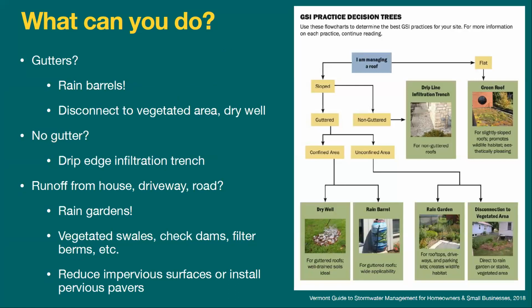So this is the Vermont Guide to Stormwater Management for Homeowners. It has some really good resources on how to select the right green infrastructure practices for your home or your project. If you have gutters, rain barrels can be a great way to capture that runoff and reuse it in your home landscape. Or you can disconnect the gutter downspout to a vegetated area for some passive watering.